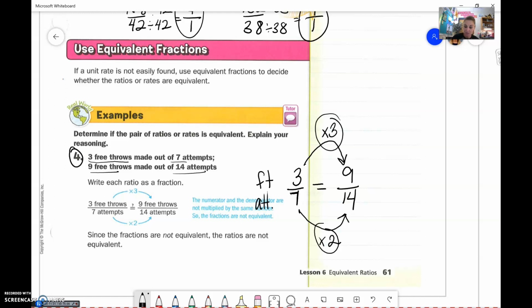We multiplied by 3, we multiplied by 2. Remember what I said. Whatever you do to one, you have to do to the other. Whatever you do to the top, you have to do to the bottom. Whatever you do to the bottom, you have to do to the top. If you don't do that, it is not going to be equivalent. So, are these equivalent? No, they are not equivalent.